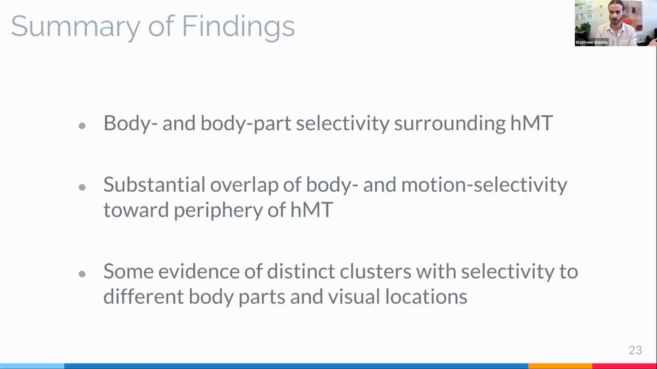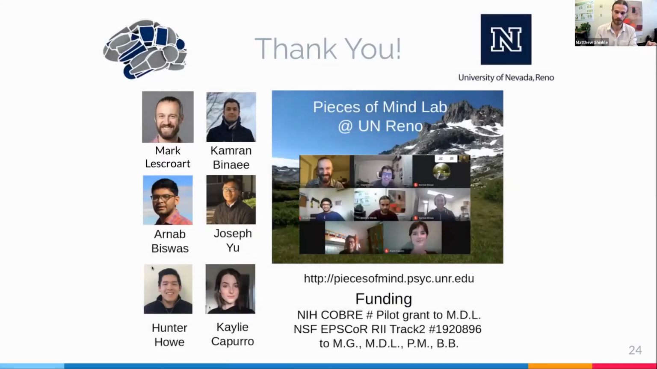So to answer the questions that we raised at the beginning, we found evidence of body and body part selectivity in voxels surrounding hMT. We found a substantial degree of overlap between selectivity to bodies and selectivity to motion in voxels toward the periphery of hMT, whereas the center of hMT is almost entirely motion selective. And we found some evidence of distinct clusters of body selectivity in this region with selectivity to different body parts and visual field locations.